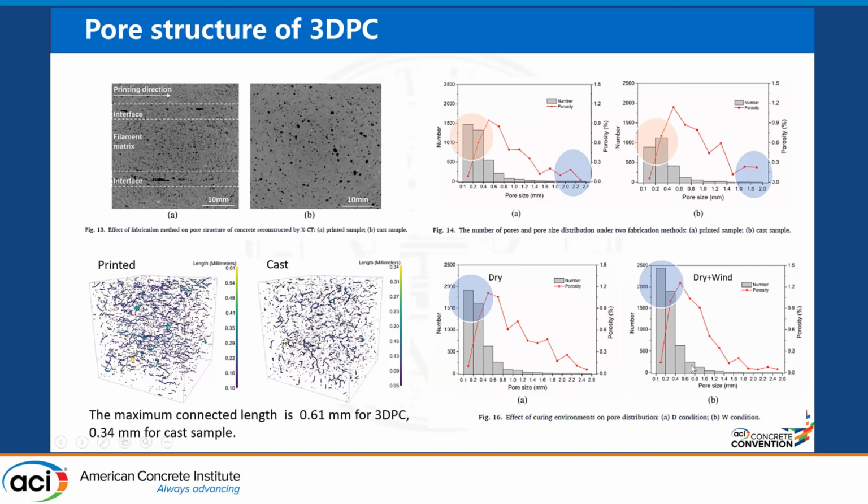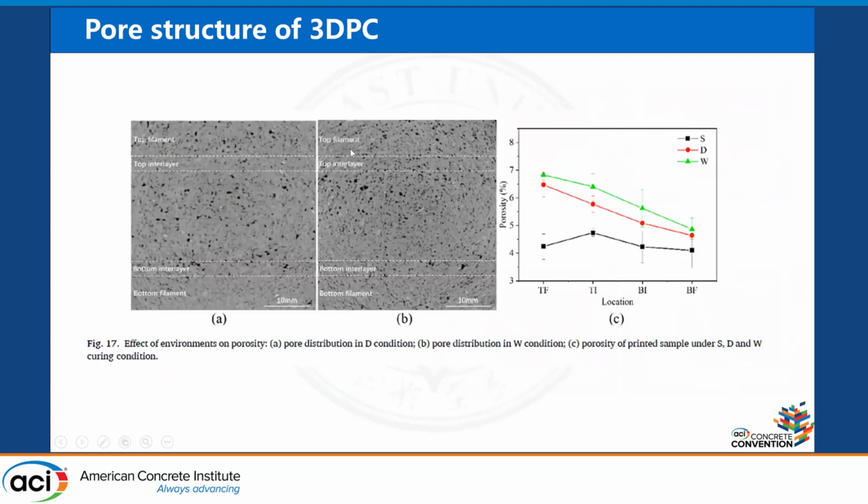Here we also compared the effect of drying plus wind on the pore distribution. For drying condition, we've got many pores in this range, 0.1 to 0.4. But when wind is also imposed on the surface to further accelerate the evaporation of water, we can see here we've got much more pores in this range.